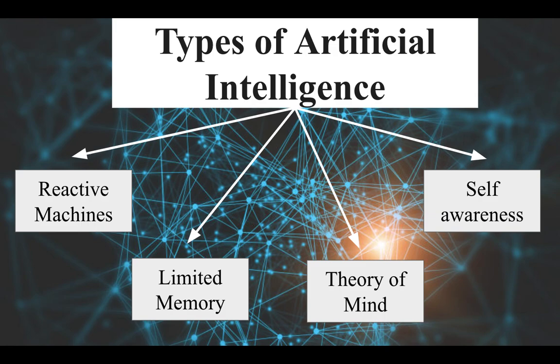Lastly, we have self awareness. Once theory of mind can be established, sometime well into the future of AI, the final step will be for AI to become self aware. This kind of AI possesses human level consciousness and understands its own existence in the world, as well as the presence and emotional state of others.